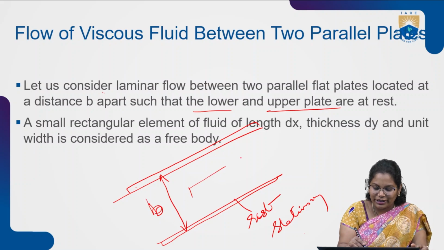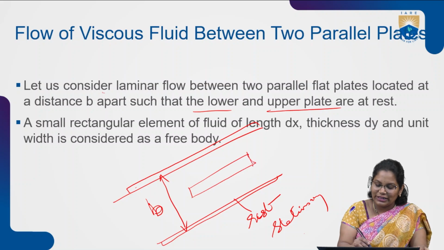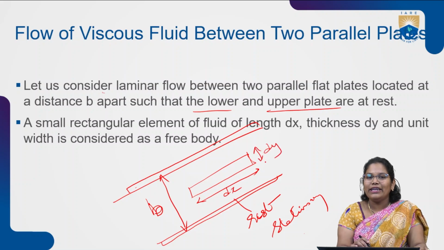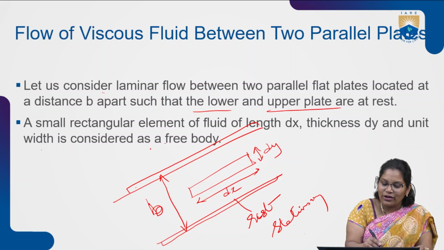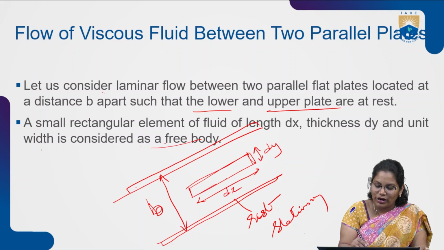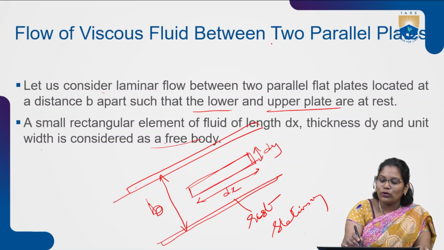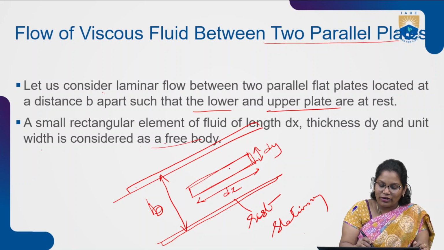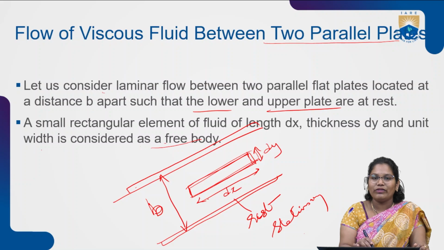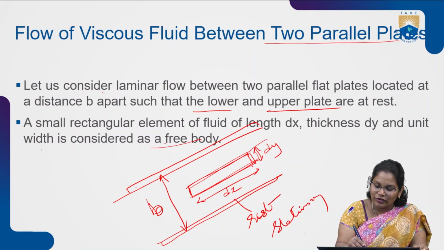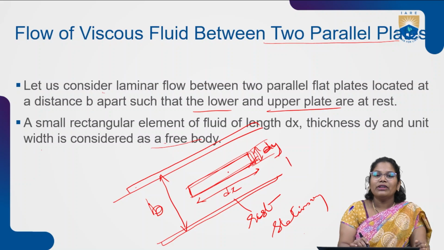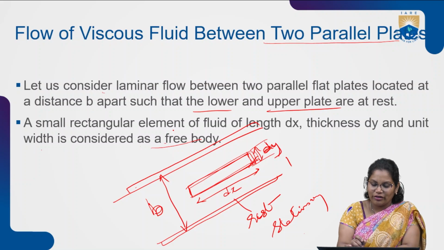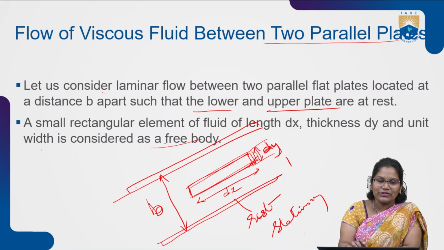A small rectangular element of fluid of length dx, thickness dy, and unit width is considered as a free body. For this derivation we take a small element, where the length of the element is dx, the thickness is dy, and width is unit width, that is 1. This is the rectangular element which we considered to derive the laminar flow between two parallel plates.